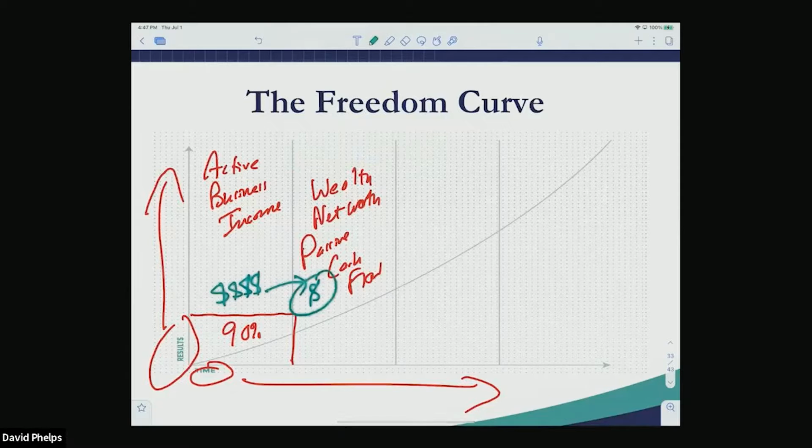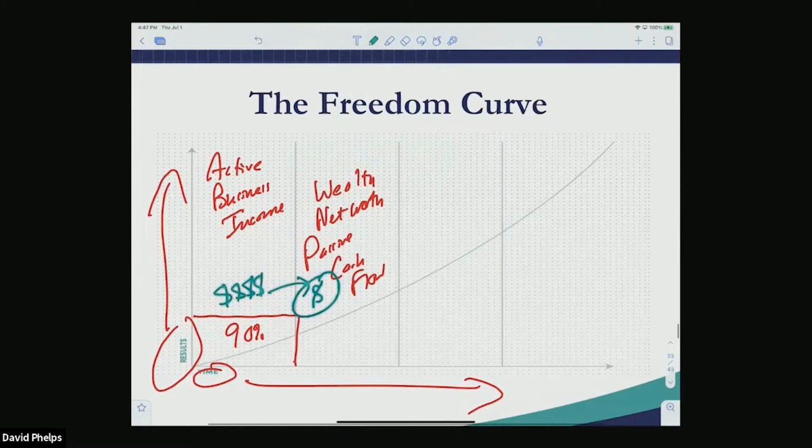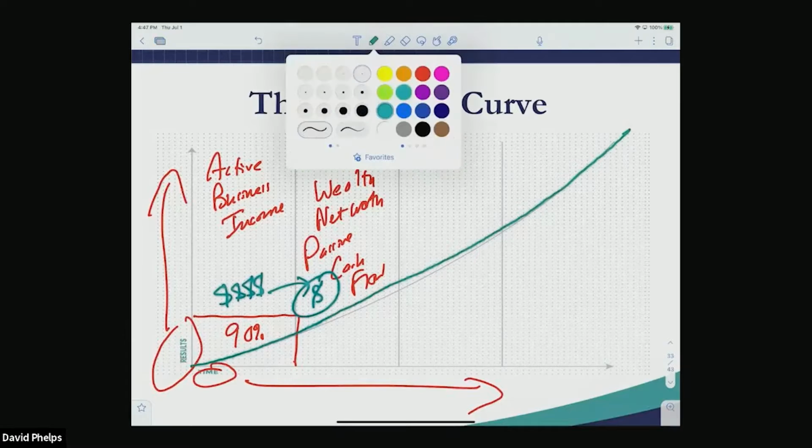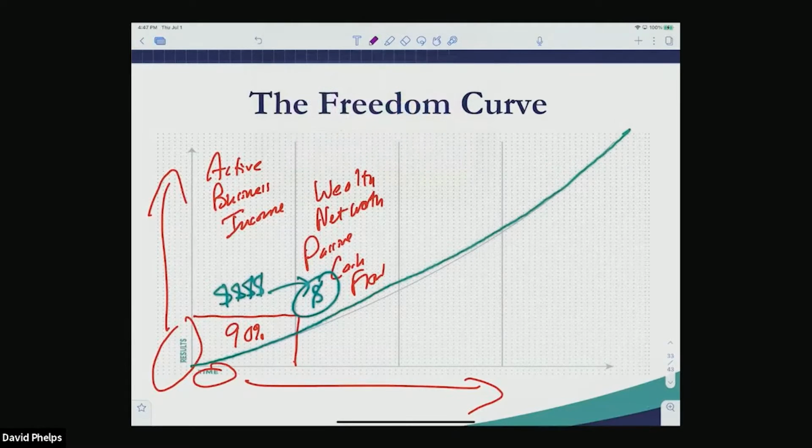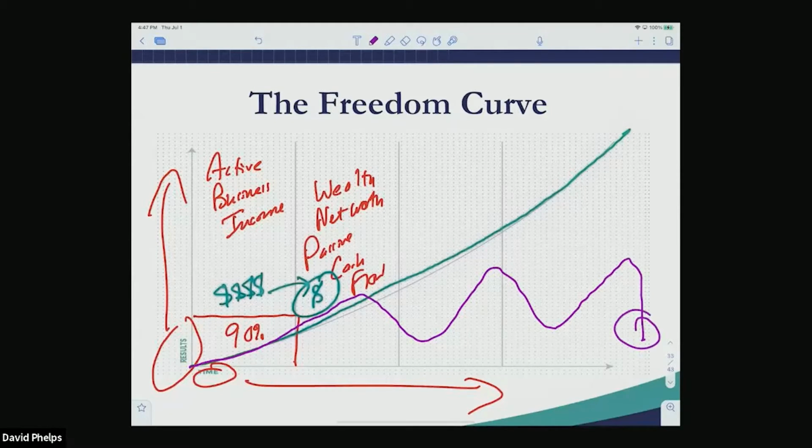But what we do here in this bucket is the difference between having a freedom curve that goes like this, exponentially, versus a traditional model which looks something like this. Let's put it in a different color so we can make a differentiator here. Most people go like this. It goes up and then the market goes down and they put some more money in, it goes up a little bit, then it goes down. And about the time they want to retire, it goes down. And they end up right here.